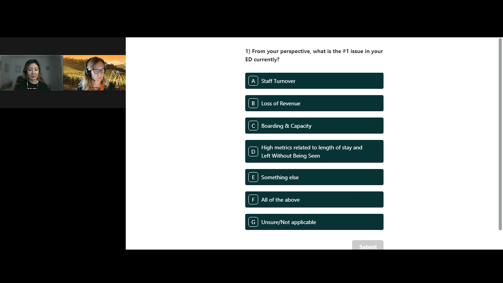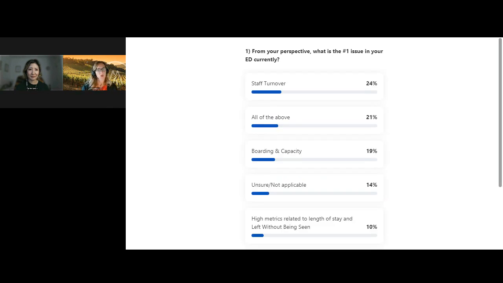All right, here are the results. Looking at some of these results, staff turnover hits, I think, the top of the list. Yep, 23.9%. That certainly is extremely challenging, especially in an emergency department, when education and orientation, getting a new employee or even a new graduate up and running, can take a significant amount of time. So that is something that is really affecting our hospitals today. Boarding, incapacity, and all of the above. So yeah, those are the top three. I'm not surprised by those that were picked. So thank you for giving us that information.